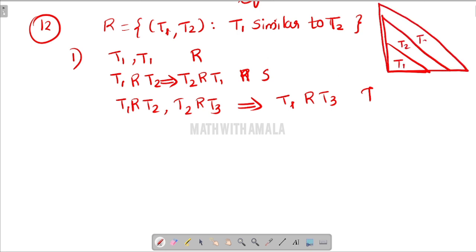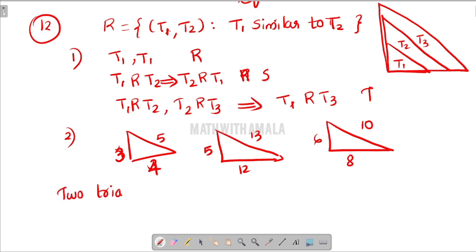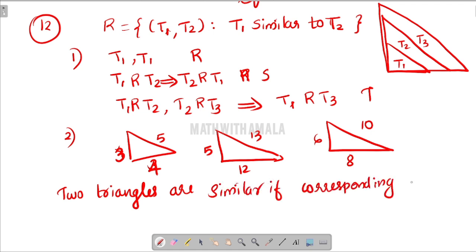Let's take T1, T2, T3 like this. Then they can be related like this. Hence it is an equivalence relation. Now let's consider the right angle triangles which are given in the question with sides 3, 4, 5, then 5, 12, 13 and 6, 8, 10. Now we can conclude here that similar triangles will have sides in proportion. Two triangles are similar if corresponding sides are in proportion.